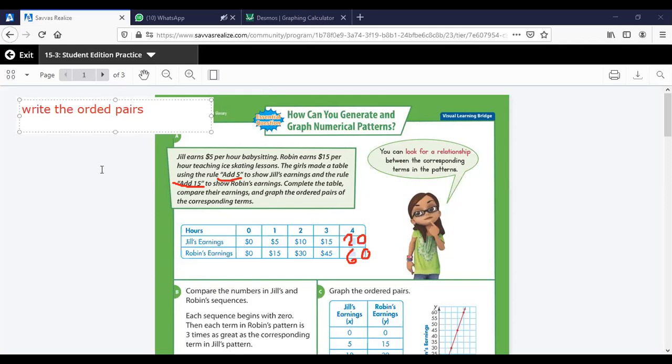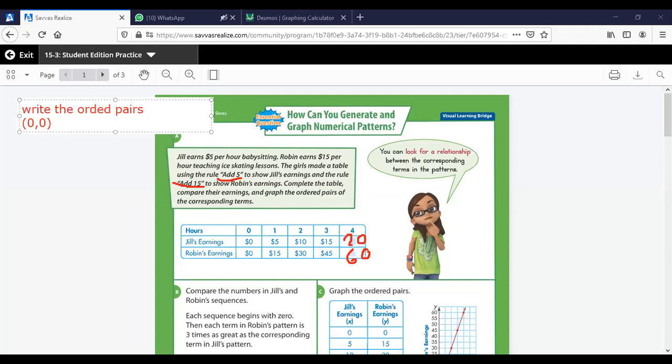Sorry for that. I was saying the ordered pairs are the elements of the table. So I will take 0 with 0, 5 with 15, 10 with 30, 15 with 45, 20 with 60. These are the ordered pairs. And to write them, I will open a bracket. This is 0 for Jill, and this is 0 for Robin. This thing, I call it an ordered pair.